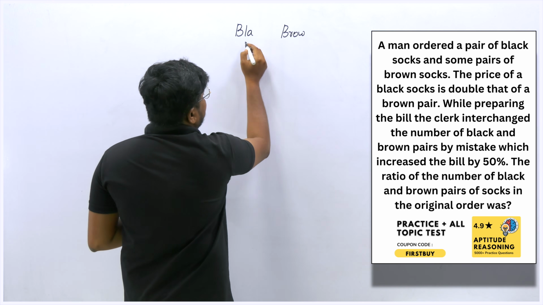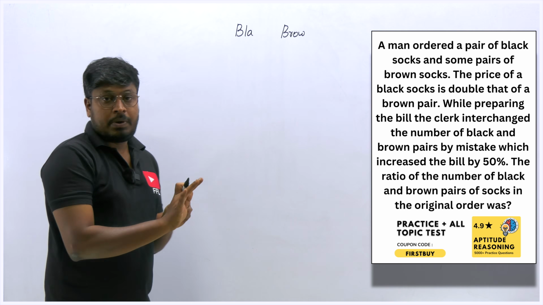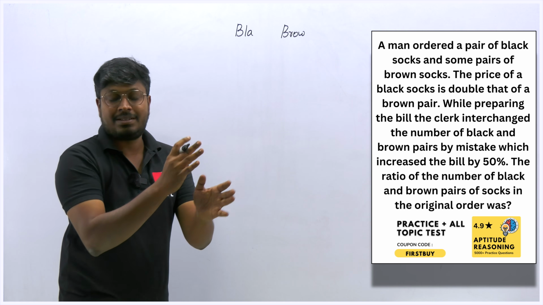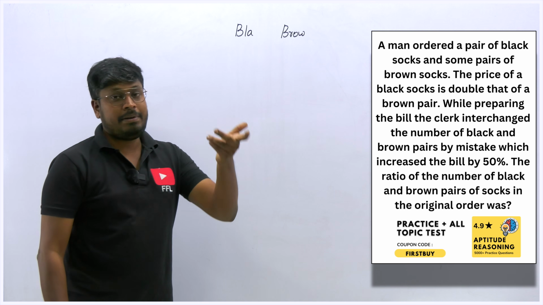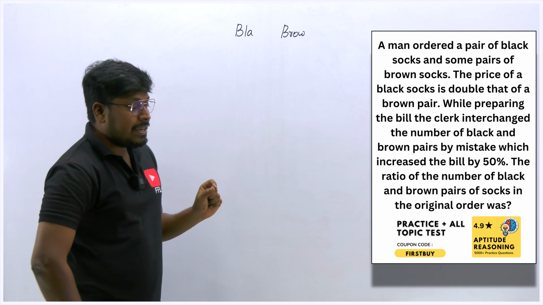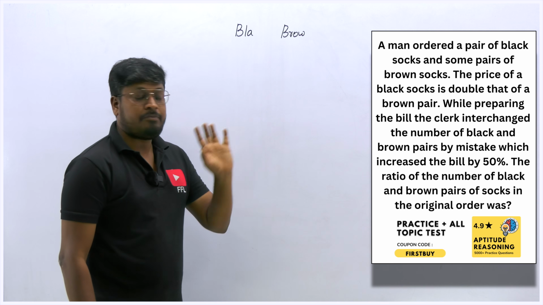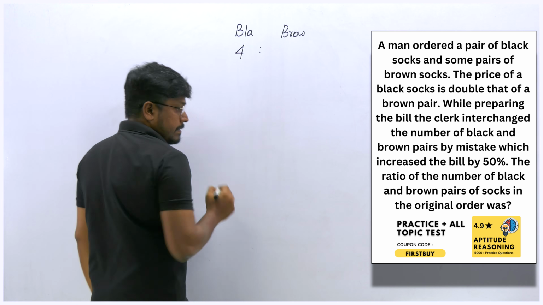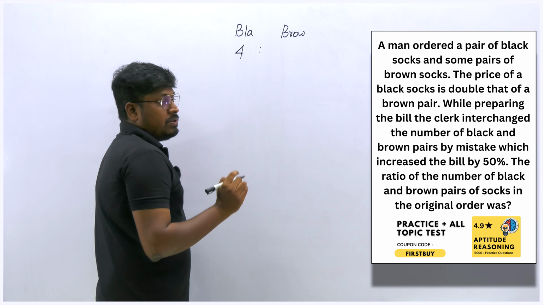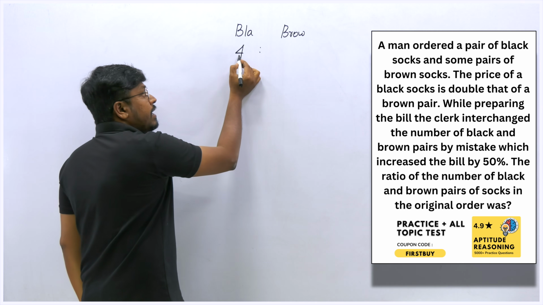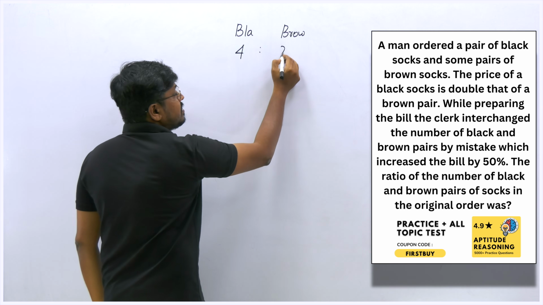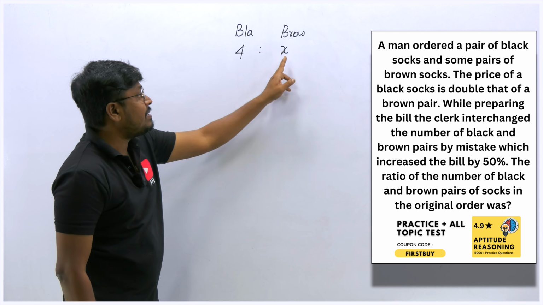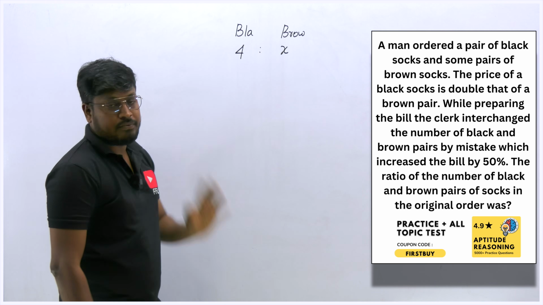So now let's take what is the original amount, and then because of interchanging the socks bill, let's take what is the new bill that came, right? So now just listen carefully. A man ordered 4 pair of black socks, and some pair of brown socks. Here the black socks value has been directly given, but brown socks value was not directly given. Let me take brown socks as X and the black socks will be 4.